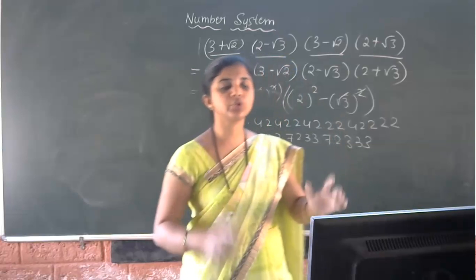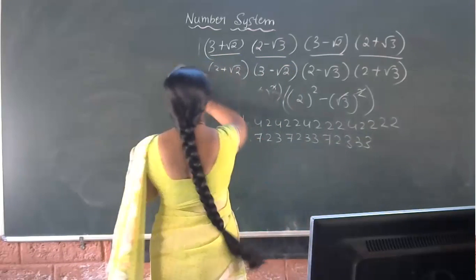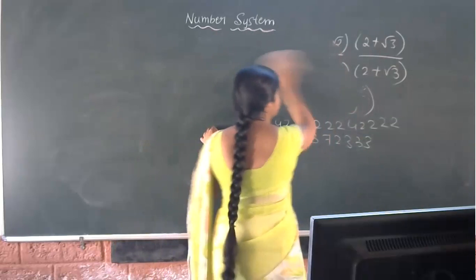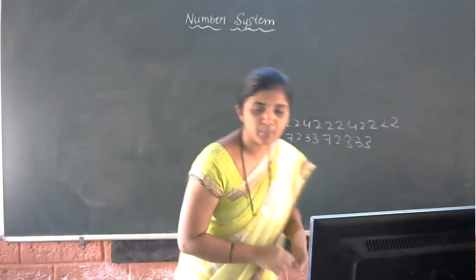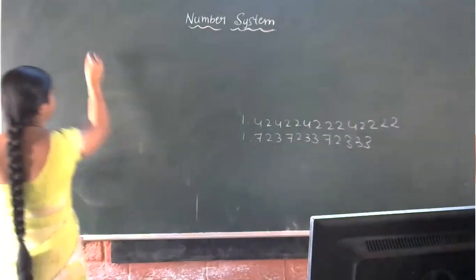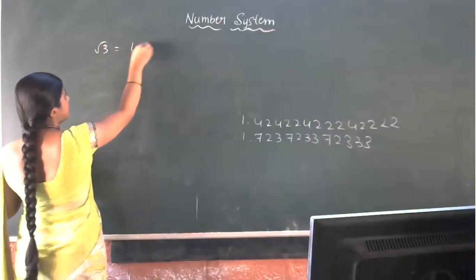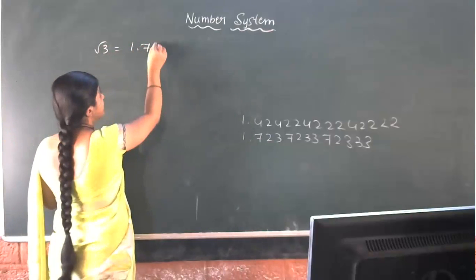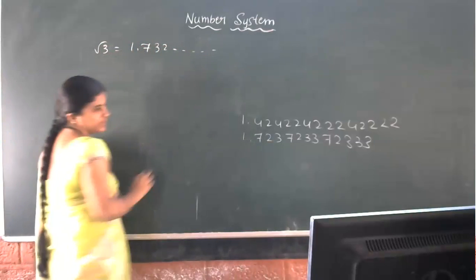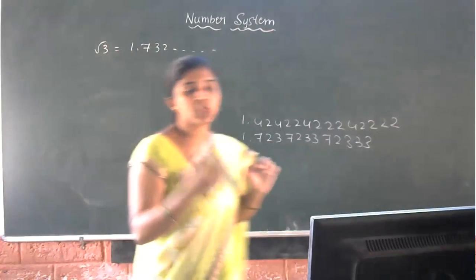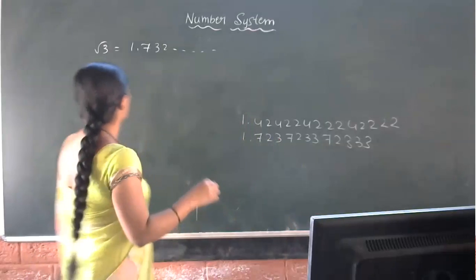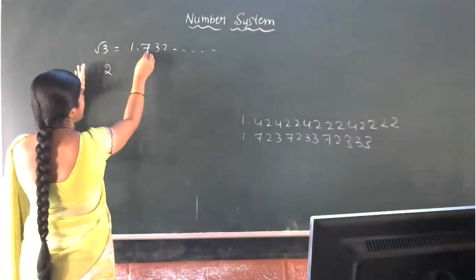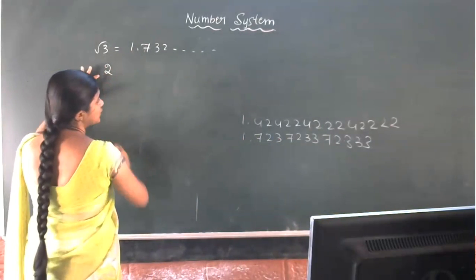If it is root 3 and 2, then we can write the answer in this form. Root 3 expansion is 1.732 and so on up to infinity, no? Root 3 expansion is actually non-terminating, non-recurring. In between root 3 and 2 is there, no? Okay, 1.7 and 2. In between this only we have to write.